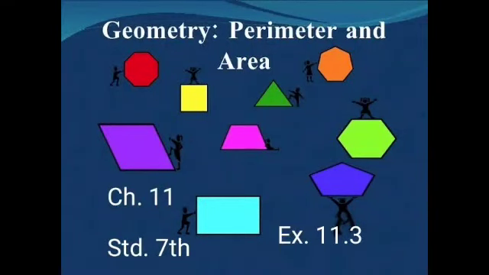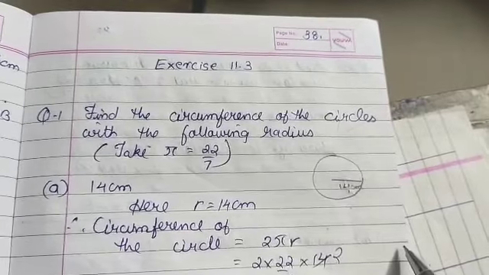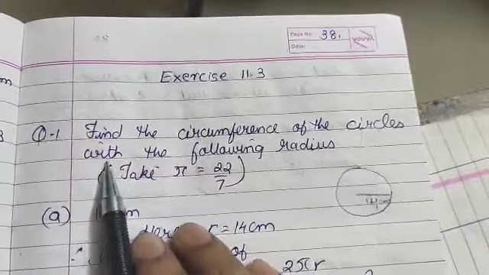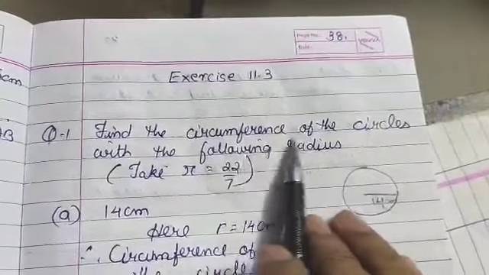In this video, we will do exercise 11.3 of the chapter Perimeter and Area, standard 7th. Let us start exercise 11.3. Now, dear student, this exercise is related to the circumference of a circle.